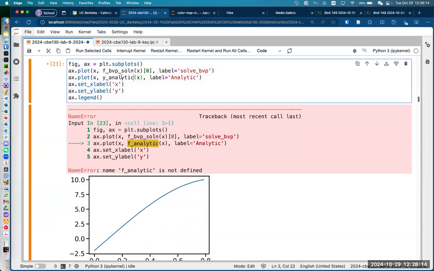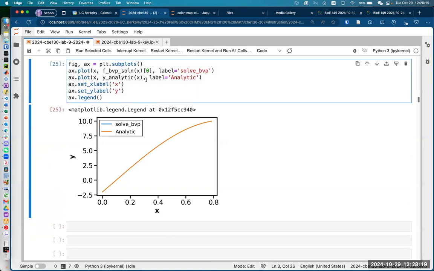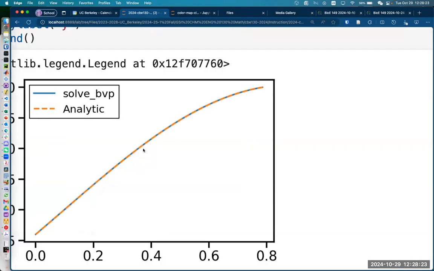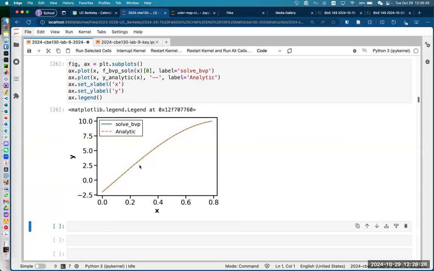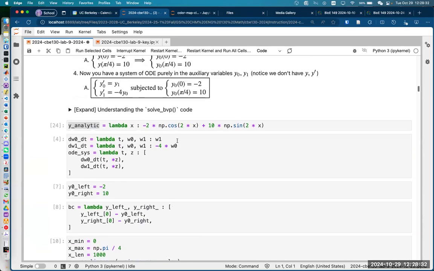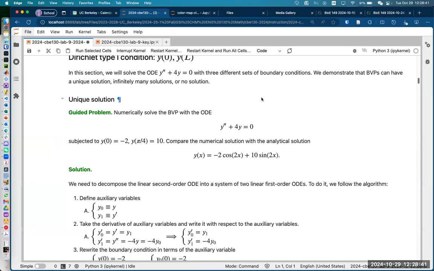Y analytic. And so here we see only the analytic solution because they are overlapping. So if I make it a dashed line, you see that they are overlapping with each other. So the solve BVP achieves high accuracy compared to the analytic solution. In this case, the analytic solution tells us there's one unique solution, and solve BVP indeed gives us one solution. So any questions? Okay.